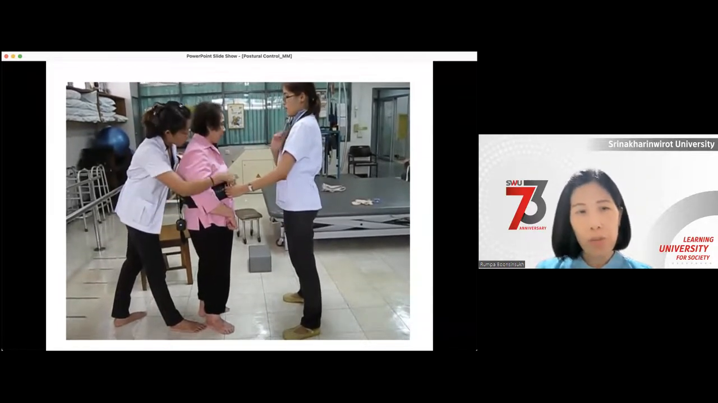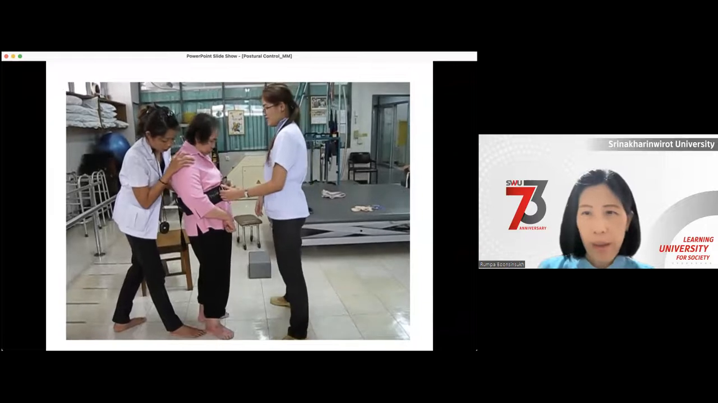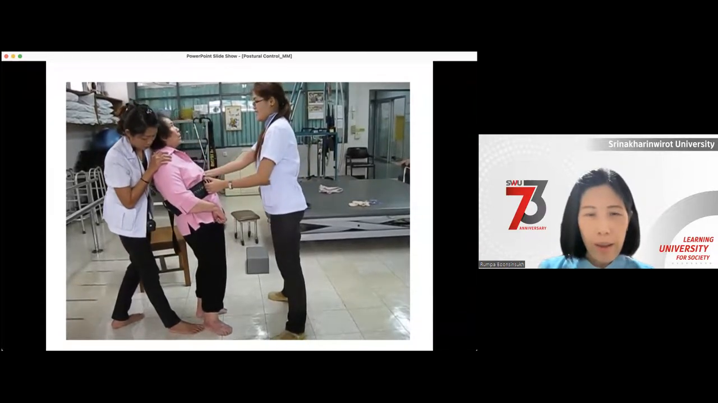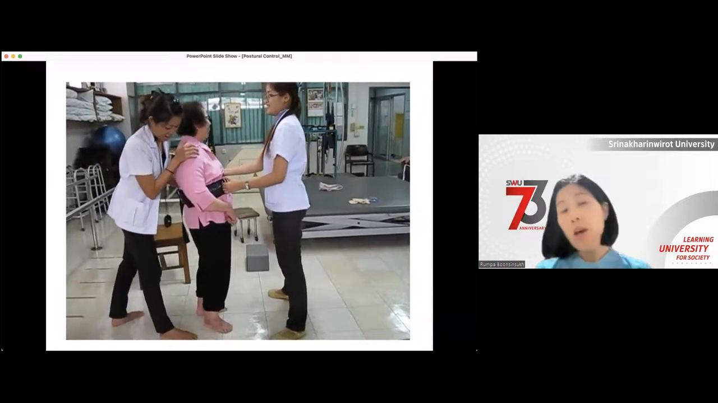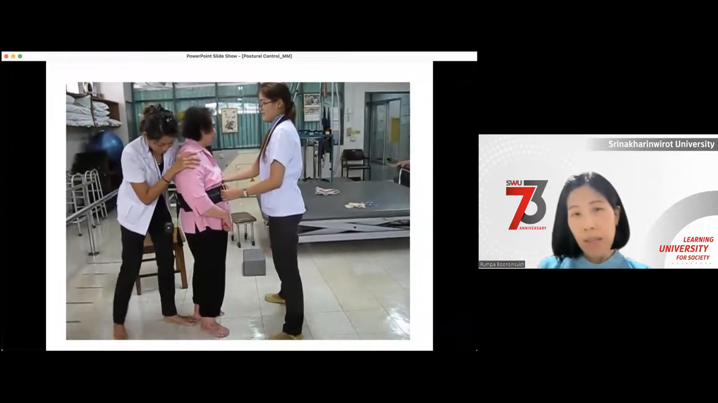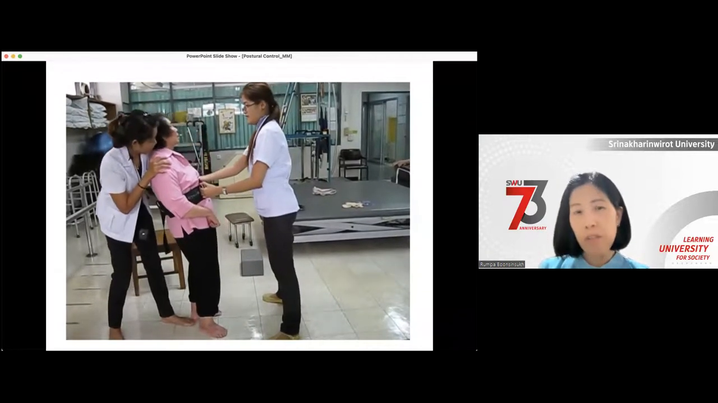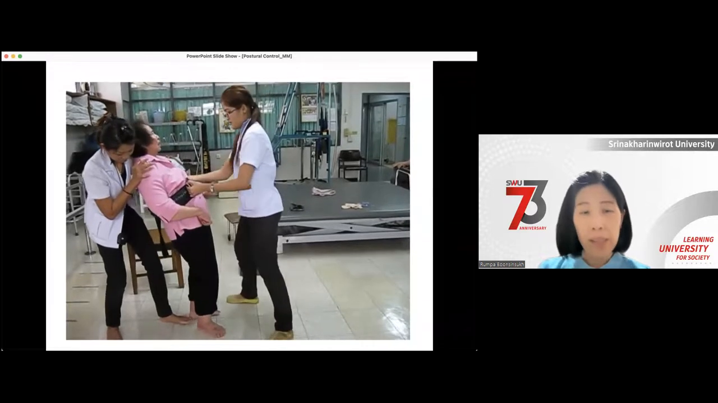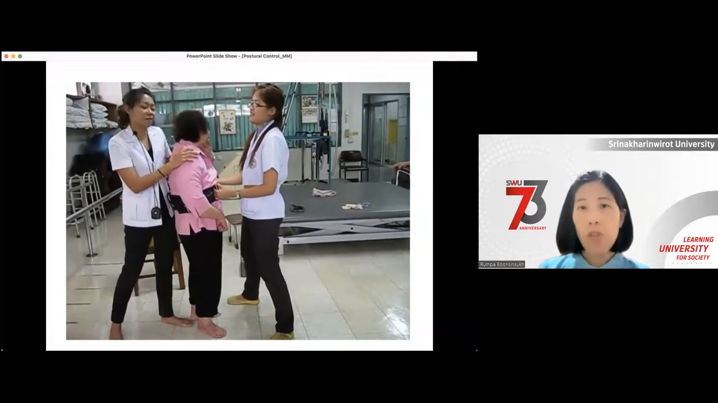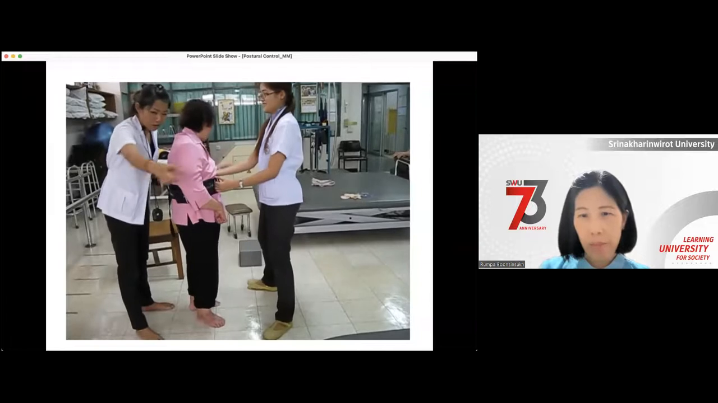Okay, so she tried to make sure that the patient understands and responds properly. You can see that this patient doesn't have the stepping response to the back, and she used a grasping response instead.